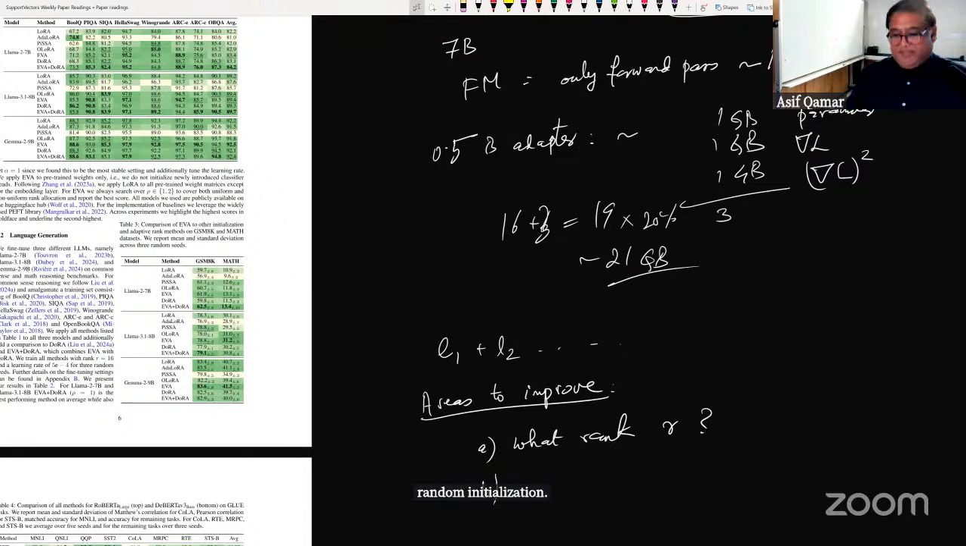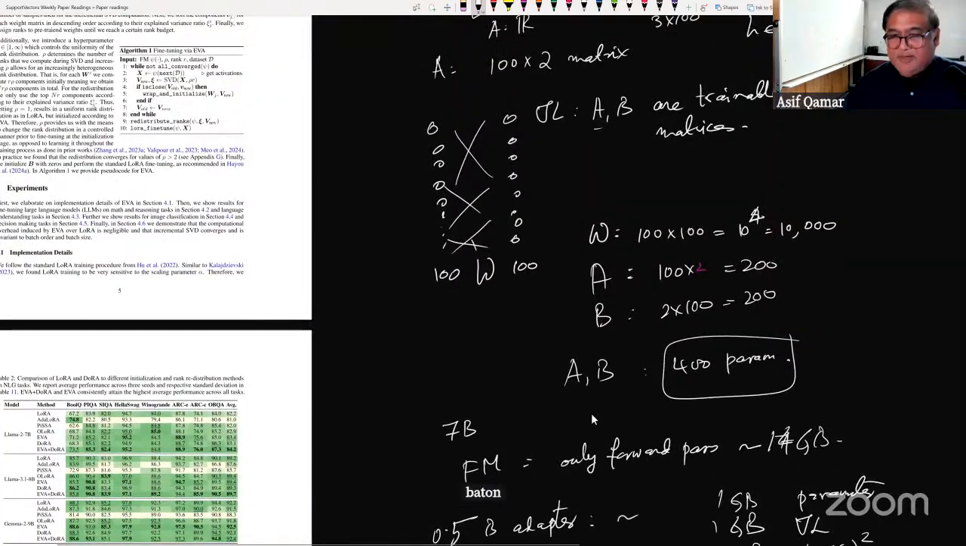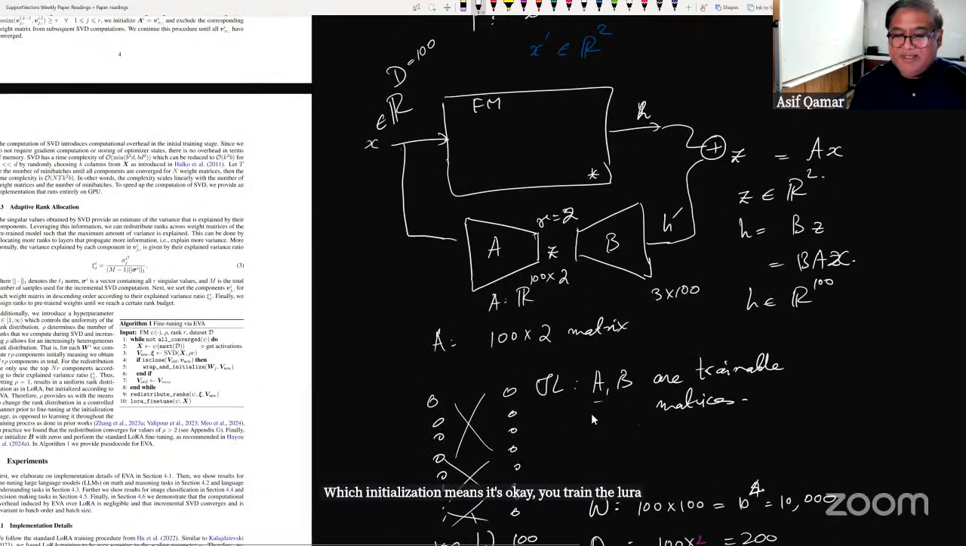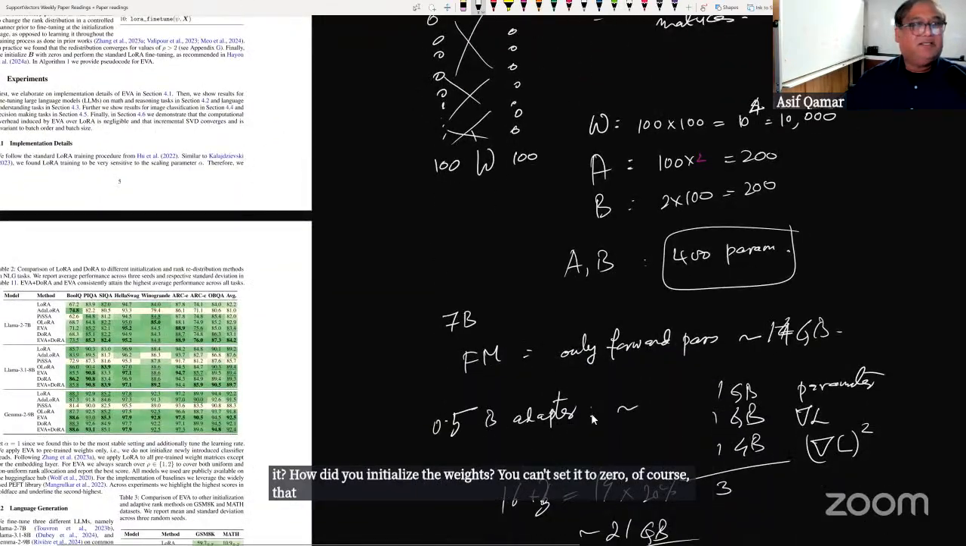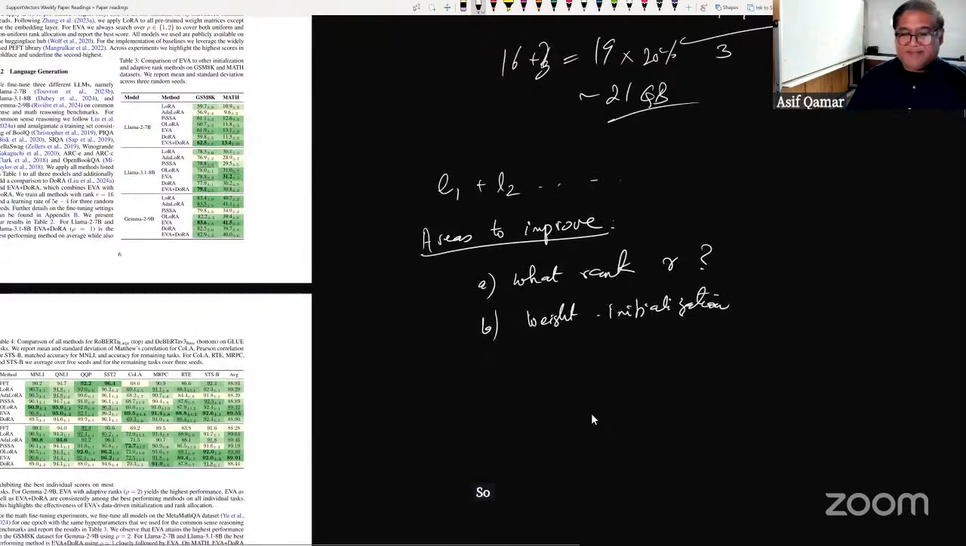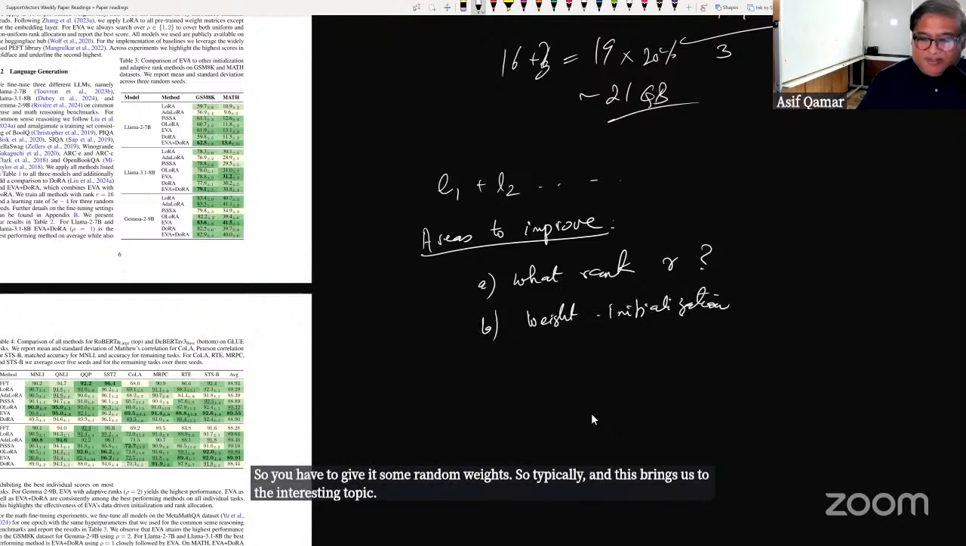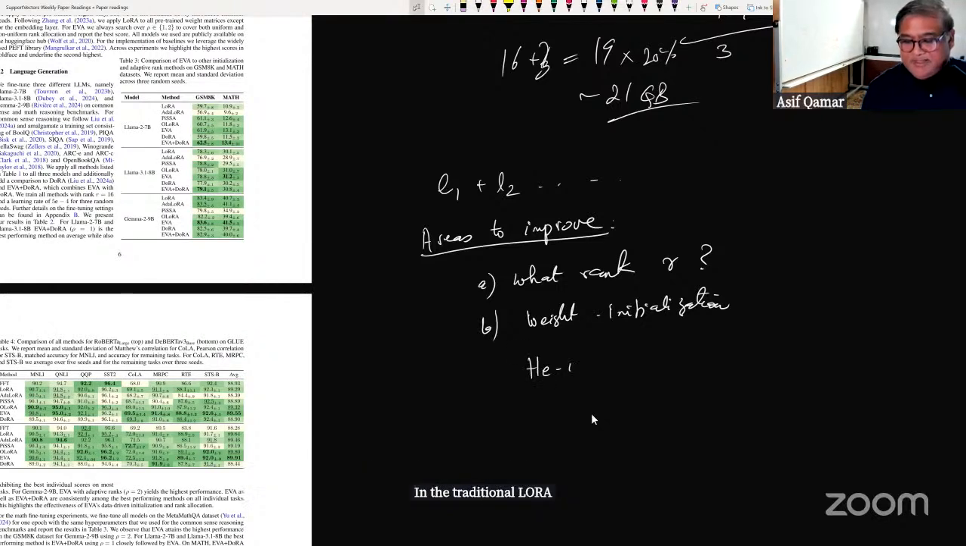right? The initial LoRa was initial weight initialization. Weight initialization means, okay, you train the LoRa, but initially, when you created the matrix, what is the weight that you gave to it? How did you initialize the weights? You can't set it to 0, of course, that would be a catastrophe. It will never learn, right? So you have to give it some random weights. So typically, and this brings us to the interesting topic, in the traditional LoRa, you used Kaiming initialization.